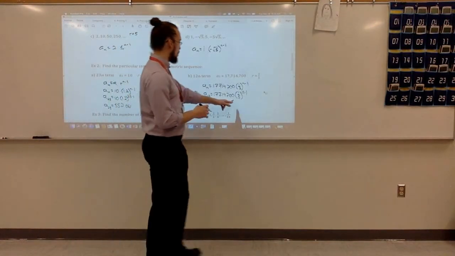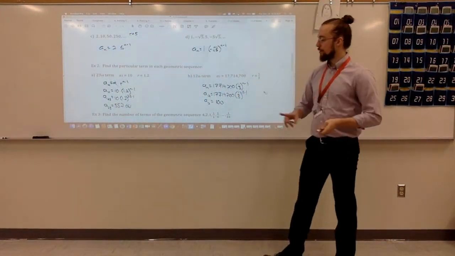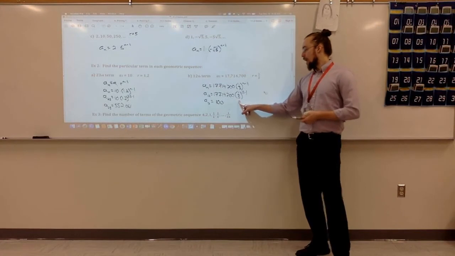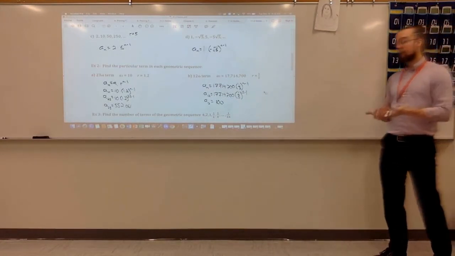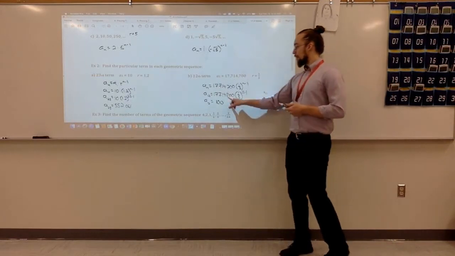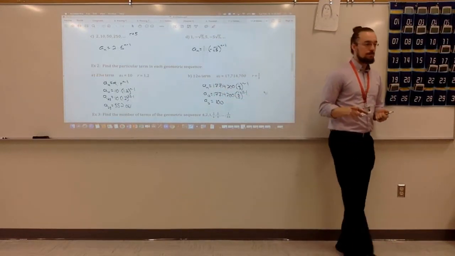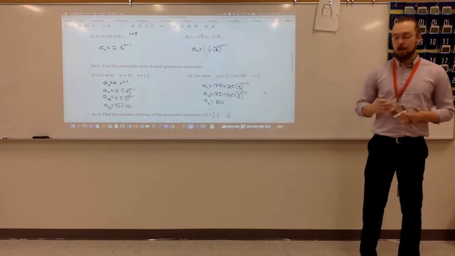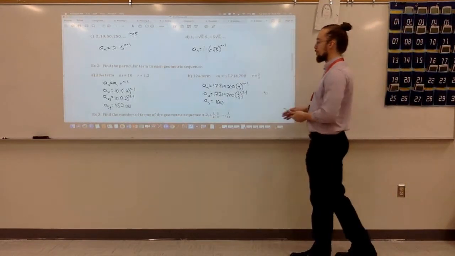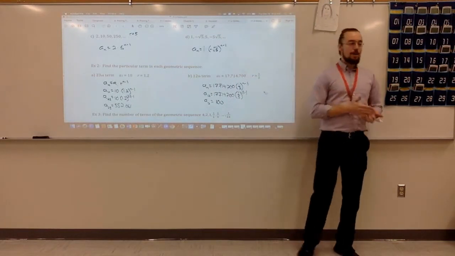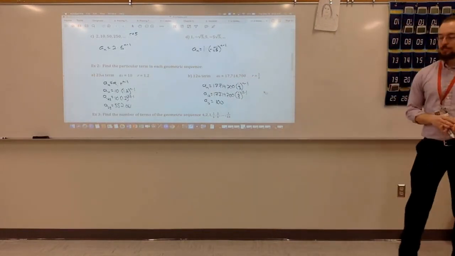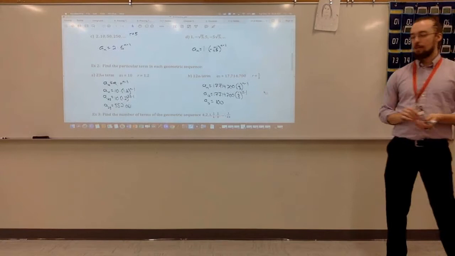So, one observation to make here. Whenever my common ratio is less than 1 or greater than negative 1, my numbers are going to be going down. Okay? My common ratio is between negative 1 and 1. In this case, we have 1/3. My values are going to be decreasing in my sequence. All right? Questions?